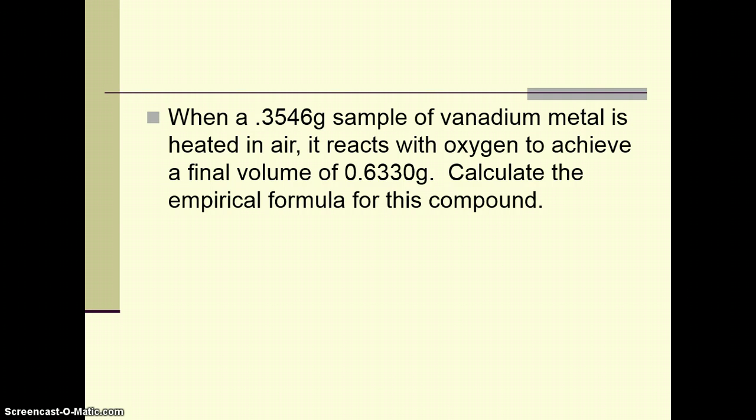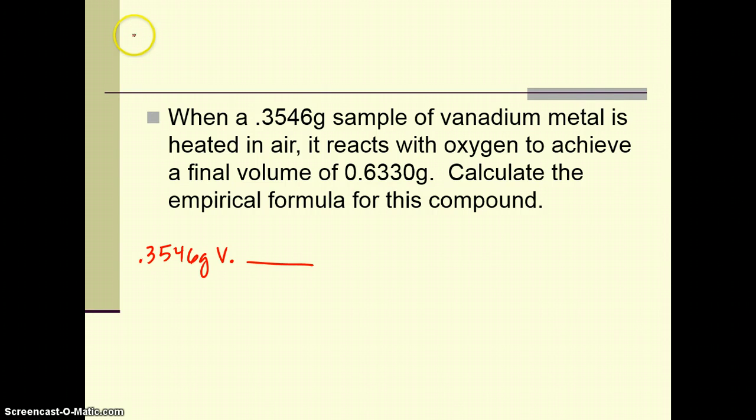So now, when we look at another sample, we have a 0.3546 gram sample of vanadium that is heated in air and reacts with oxygen to give a final mass of 0.6330 grams. Calculate the empirical formula of this compound. Well, I have my sample of vanadium, 0.3546 grams of vanadium, but I don't have my grams of oxygen. I have a total. So I'm going to need to subtract.